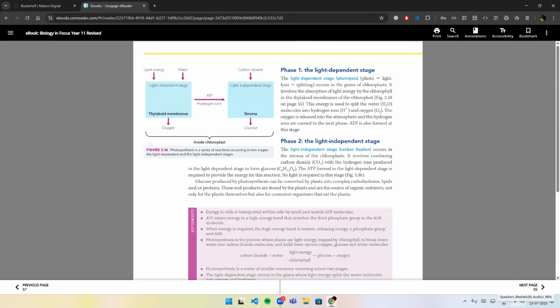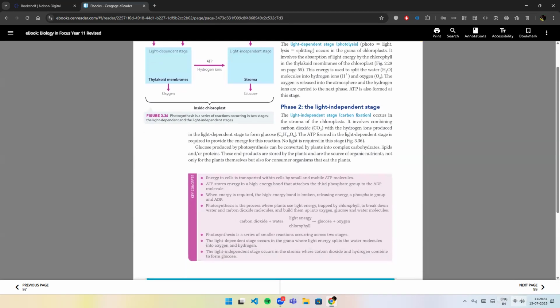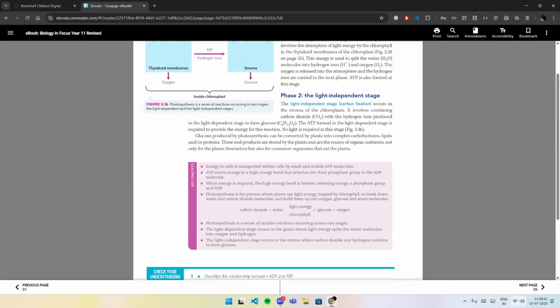Phase 1. Light-dependent stage. The light-dependent stage, photolysis, occurs in the grana of chloroplasts. It involves the absorption of light energy by the chlorophyll in the thylakoid membranes of the chloroplast. This energy is used to split the water molecules into hydrogen ions and oxygen. The oxygen is released into the atmosphere and the hydrogen ions are carried to the next phase. ATP is also formed at this stage.